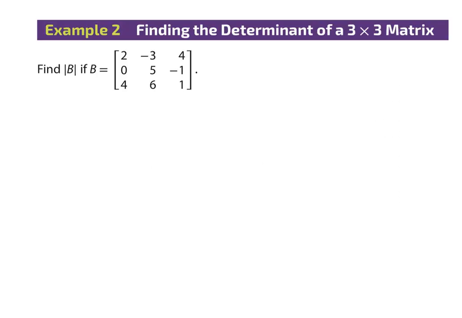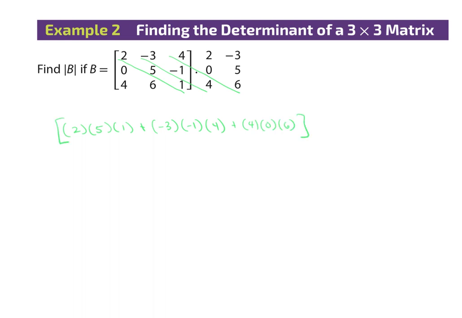And so we're going to do one that way, just so you can see it. If I were doing this, I would copy these first 2 columns and slide them over here to create something like that. And then I would do the product of the first set of diagonals. So I would say 2 times 5 times 1, plus negative 3 times negative 1 times 4, plus 4 times 0 times 6. All right, and that is one group. You have to group them.